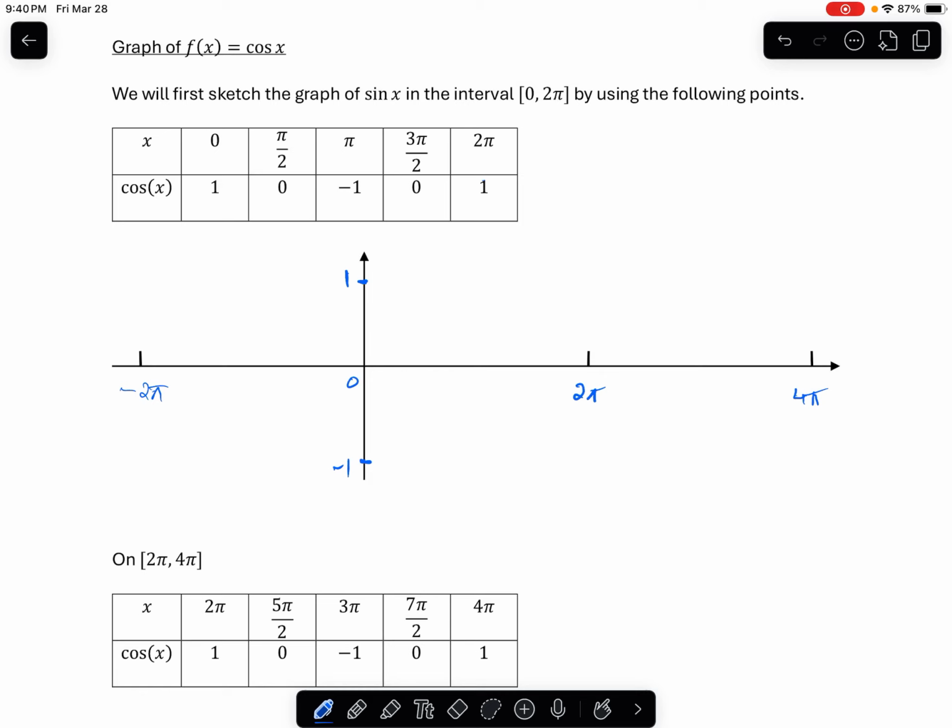Now pi is in the middle. So half of 2 pi is pi. Then we have this and we have this. So pi over 2, and this is 3 pi over 2. So at 0, the value is 1. At pi, the value is negative 1. Cosine of pi is negative 1. At 2 pi, the value is again 1. At pi over 2, the value is 0. At 3 pi over 2, the value is 0.